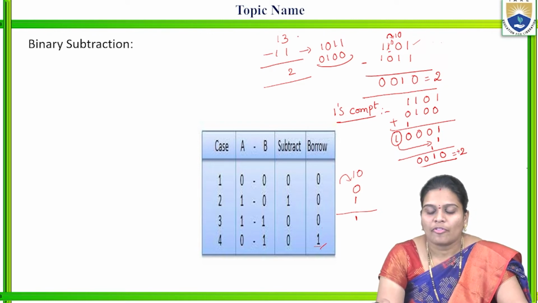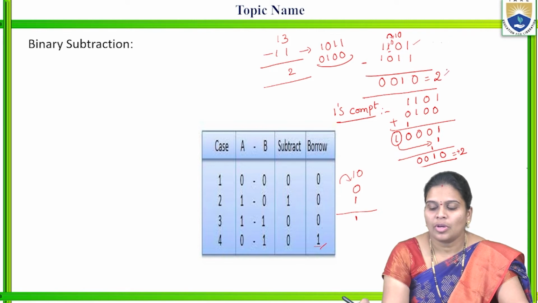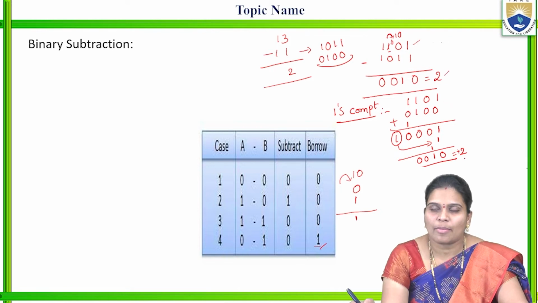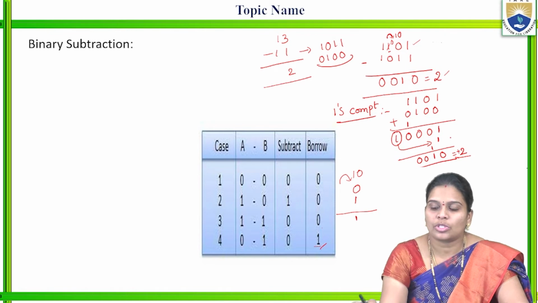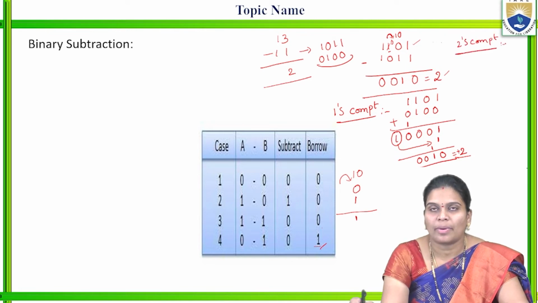So here we are subtracting the decimal value. 13 minus 11 is 2. So in the binary subtraction, we are getting the value 2. So if we apply the 1's complement of those values, again we are getting 2. So the answers are the same. So now I want to apply the 2's complement. Same bits, we are applying the 2's complement.